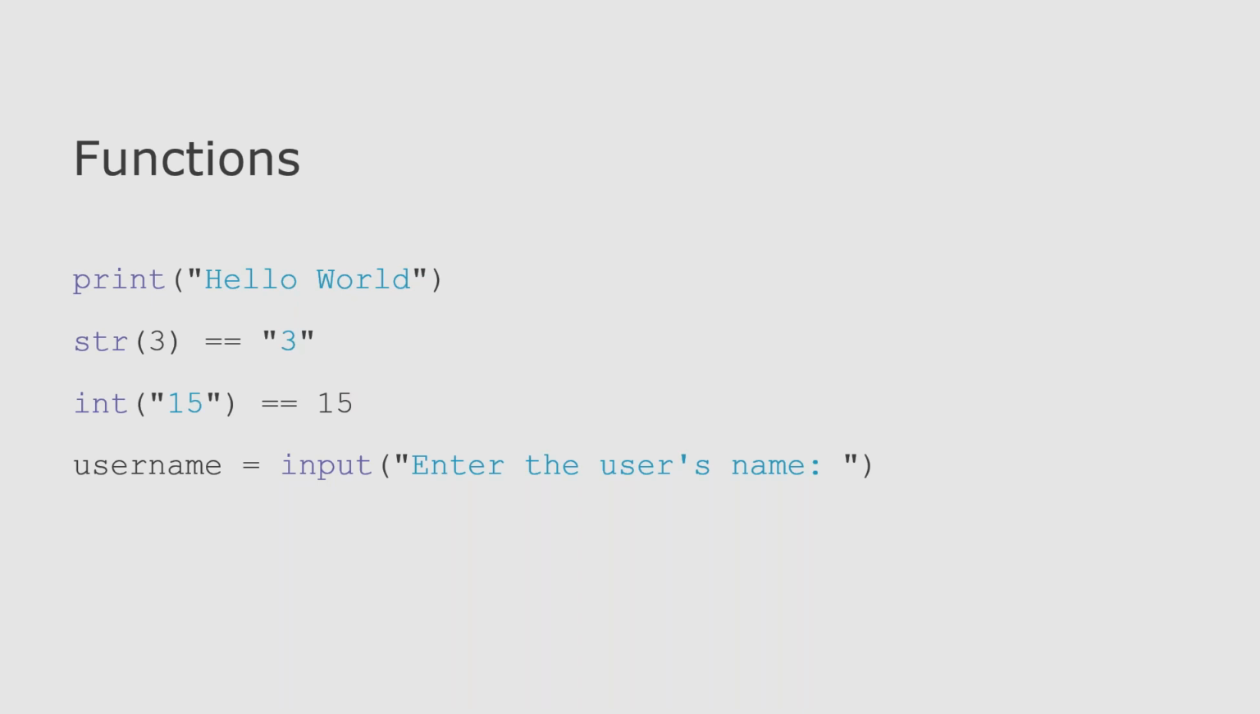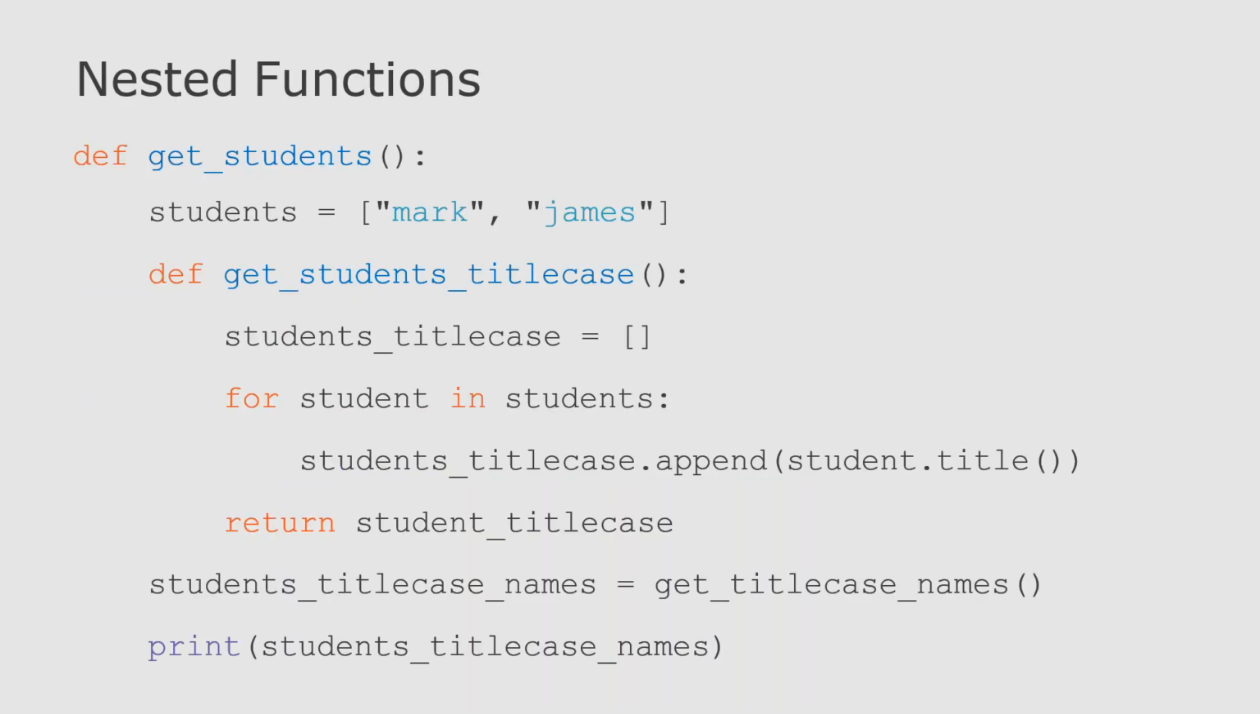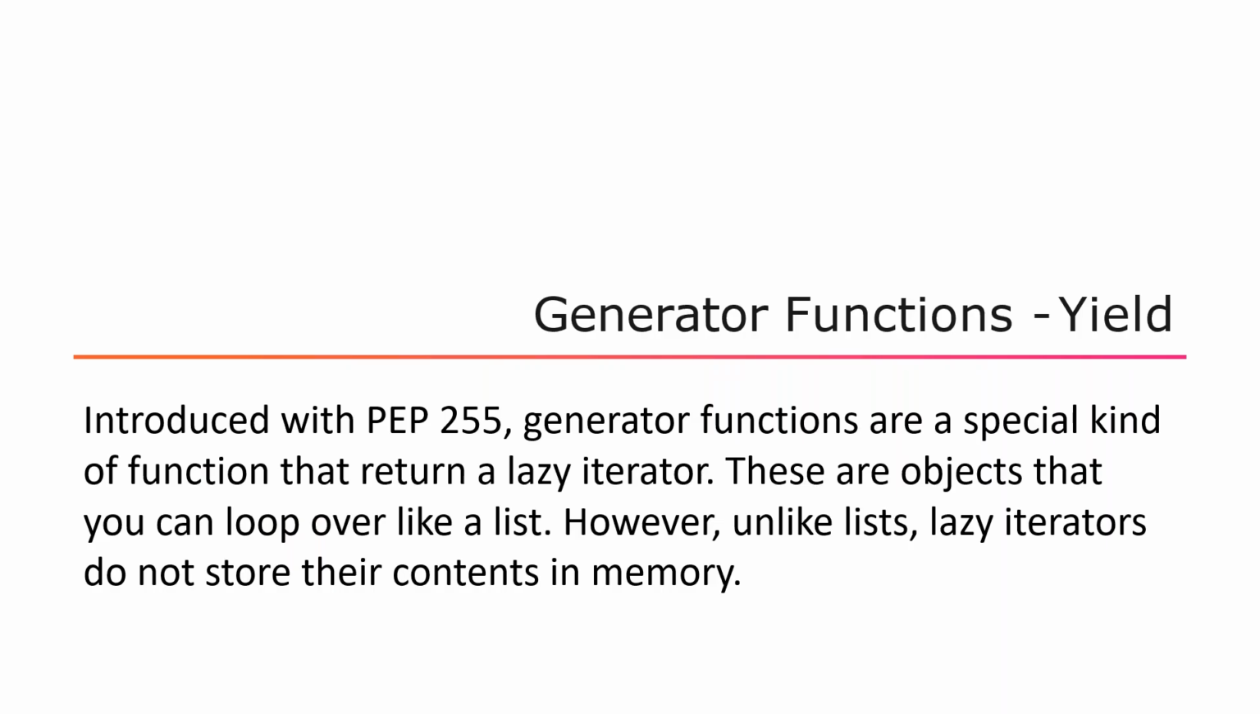So print, str will convert to a string, int will convert to an integer, and input, for example username, will prompt you for some text, and whatever you enter will be set as the username. So like that, these are built-in functions. Nested functions are also available. You can have a function inside a function, which is supported in Python. So here you see def get_student and get_student_titles, and whatever the for loop or whatever it is, at the end you're returning. So that is also possible and stuff like that.